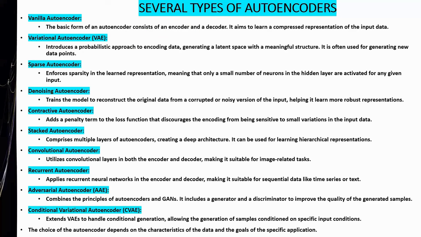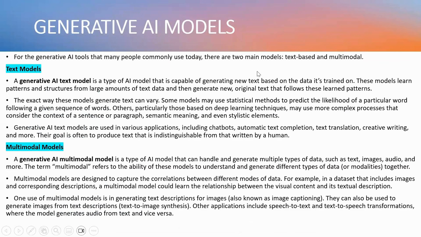So the next one is generative AI models. For the generative AI tools many people commonly use today, there are two main models. The first one is text-based and the second is multimodal. What is meant by multimodal? When I build two or more architectures together, that's called multimodal. A generative AI text model is a type of AI model that is capable of generating new text based on the data it is trained on.